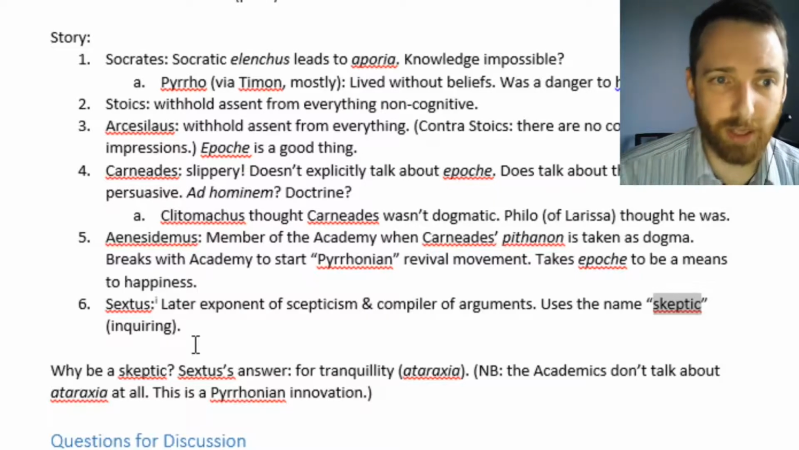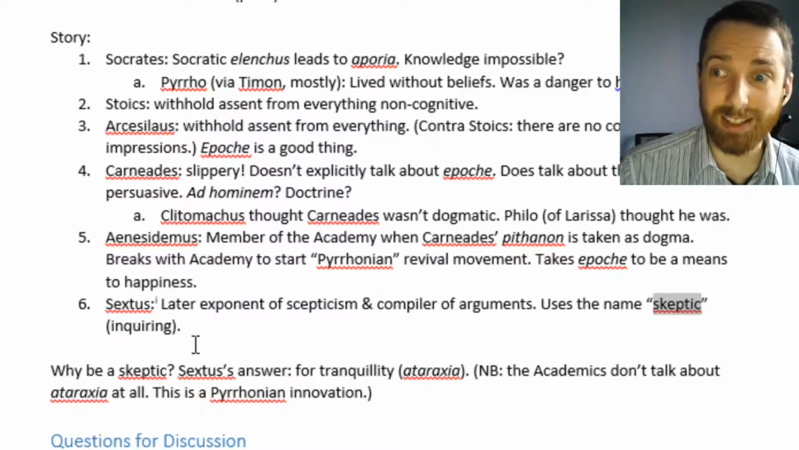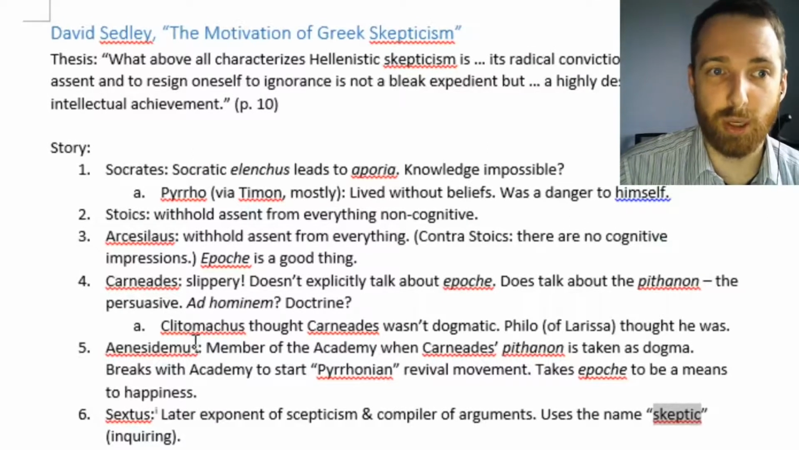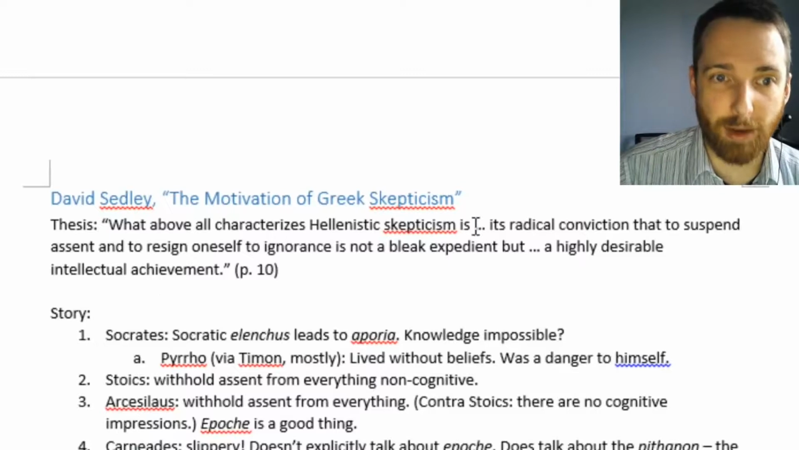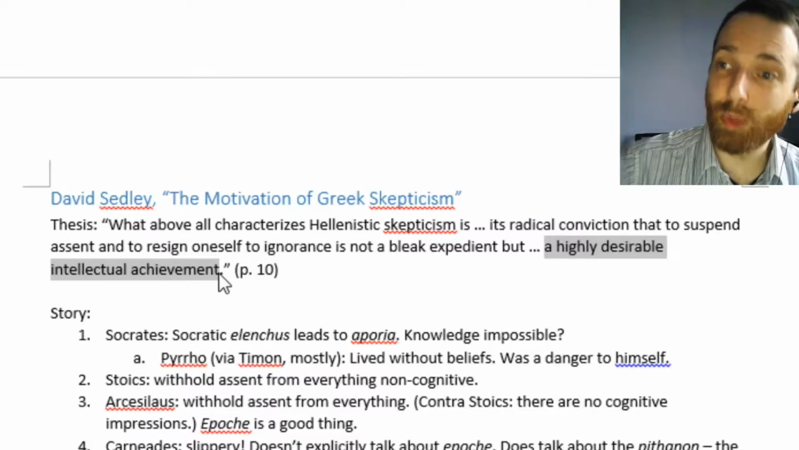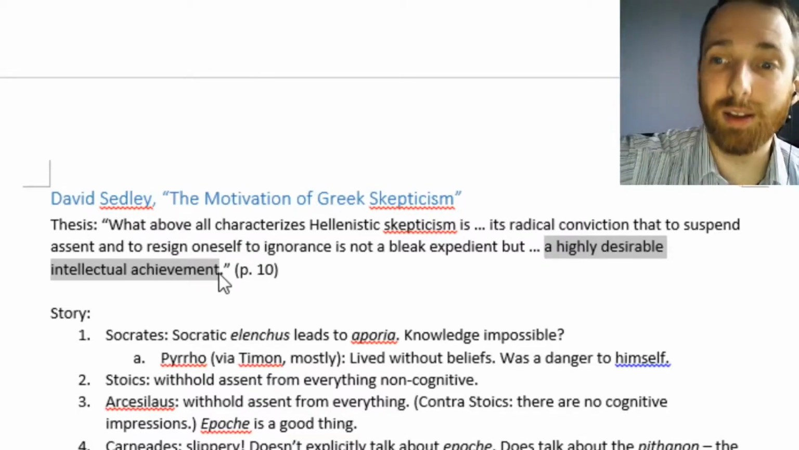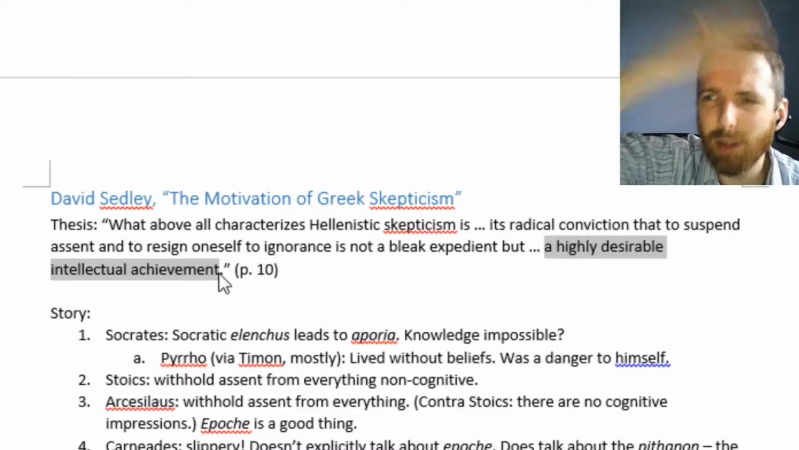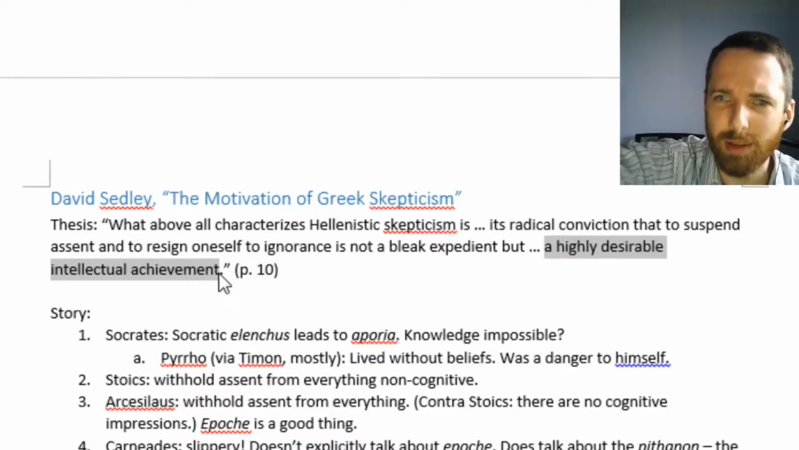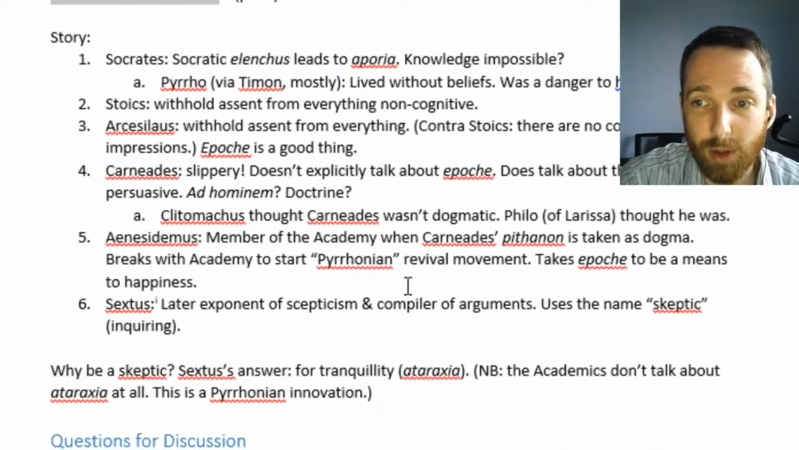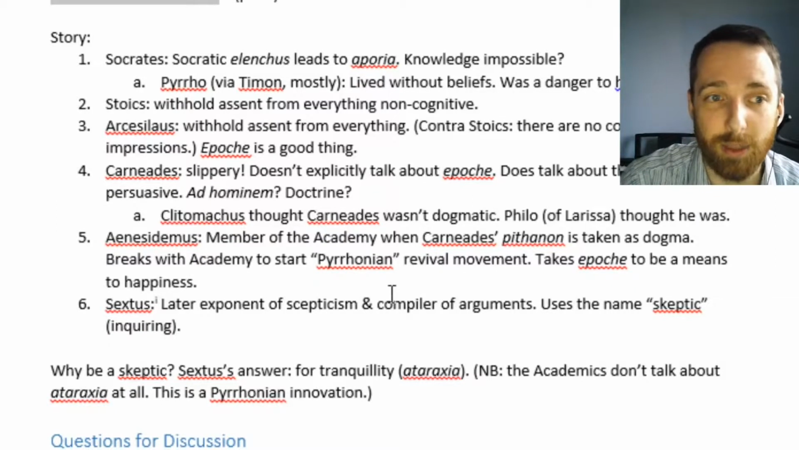So something to notice here is an essential part of Sedley's story about the development of Greek skepticism: there's constantly this tension between wanting to recommend suspension of judgment as a highly desirable intellectual achievement, and believing things. You're not supposed to be believing things. You're supposed to be suspending judgment. How am I going to tell other people to suspend judgment when I can't tell them I'm telling them to stop? It's tough. And we can understand the emphasis on ataraxia in Aenesidemus and Sextus as a solution to that kind of problem.